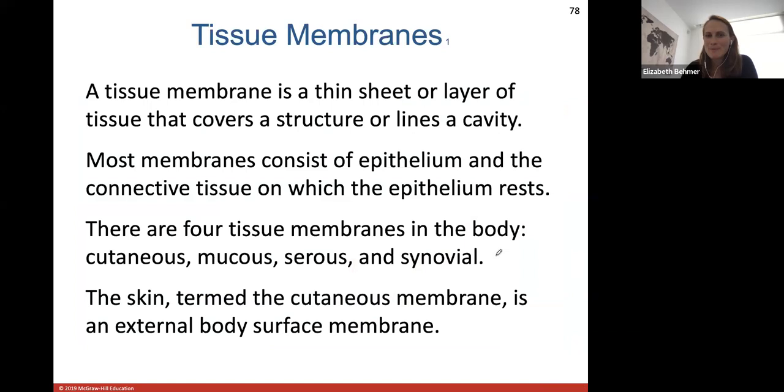Okay, so tissue membranes are thin sheets or layers of tissue that cover a structure or line a cavity. And most of these membranes consist of epithelial and connective tissue on which your epithelium rests. And you have four types of tissue membranes in the body. You can have a cutaneous membrane, a mucous membrane, a serous membrane, or a synovial membrane. And the skin itself is our cutaneous membrane. It's an external body surface membrane that covers everything that lies below it.